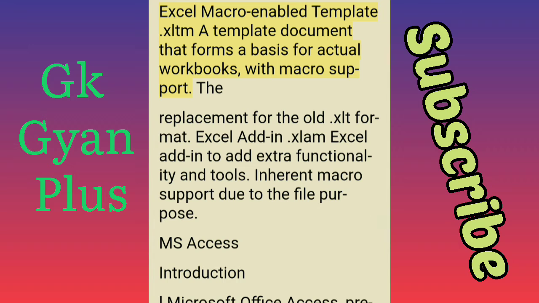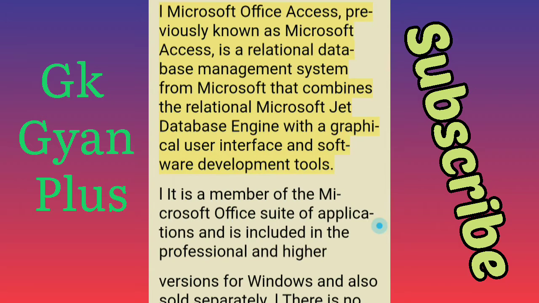Excel macro-enabled template, XLTM: a template document that forms a basis for actual workbooks, with macro support. The replacement for the old .xlt format. Excel add-in, XLAM: Excel add-in to add extra functionality and tools. Inherent macro support due to the file purpose. MS Access. Introduction.